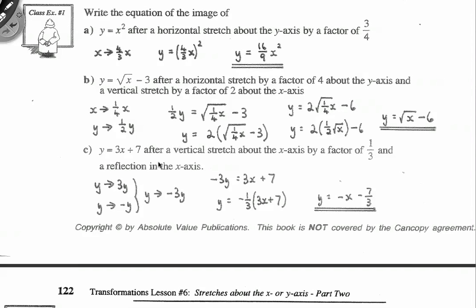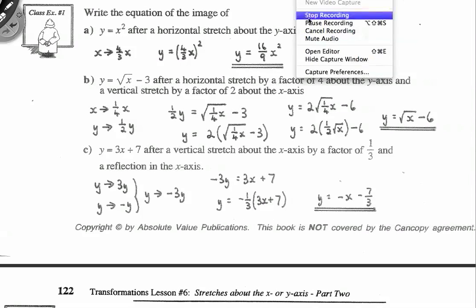We can plug that into the equation. Negative 3y equals 3x plus 7. We'll divide both sides by negative 3, which means you're really multiplying by negative 1/3. Multiplying out the brackets, we'll get negative x minus 7/3. So just take a moment to review that and understand what's going on in those examples.